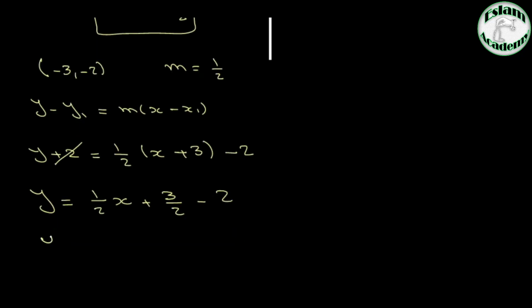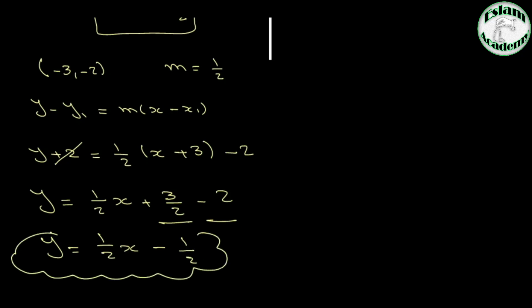So the equation of the line will be y equals 1 over 2x, plus the like terms. Simplifying the like terms, 3 over 2 minus 2 is equal to negative 1 over 2. So the equation of the line passing through the point (-3, -2) with a slope equal to 1 over 2 is y equals 1 over 2x minus 1 over 2.